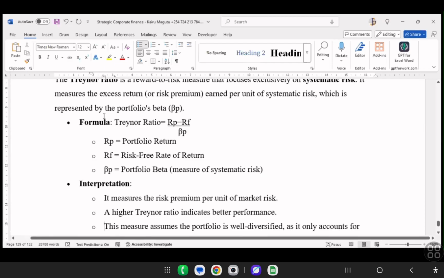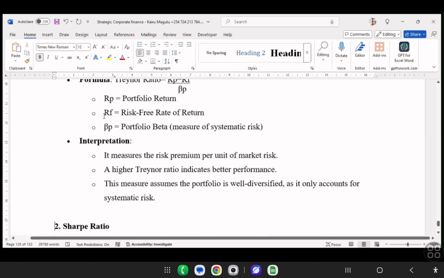RP is the return of the portfolio, RF is the risk-free rate, BP is the portfolio beta. How do we interpret it? It measures the risk premium per unit of market risk. A higher Treynor ratio indicates better performance. This measure assumes that the portfolio is well diversified as it only accounts for systematic risk. That is what we call the Treynor measure.